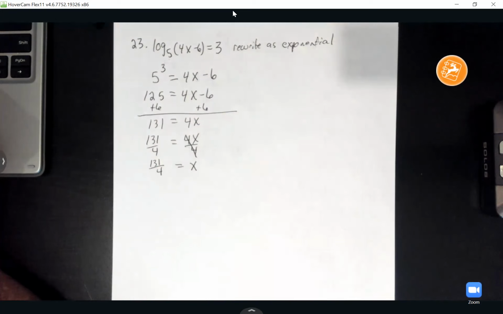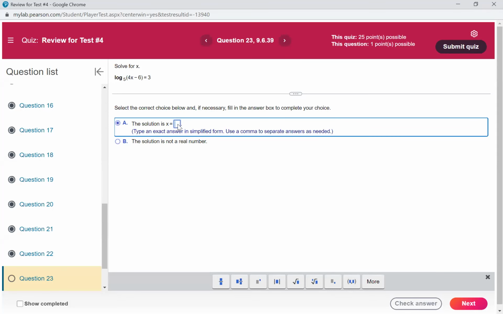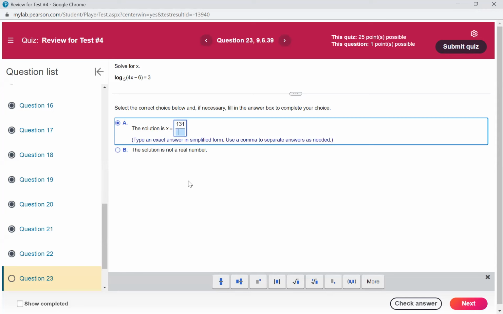So let's go put that in. So what I get, 131 divided by 4. So are y'all good on that one? Yes. All righty, y'all. So let's see, we got next.